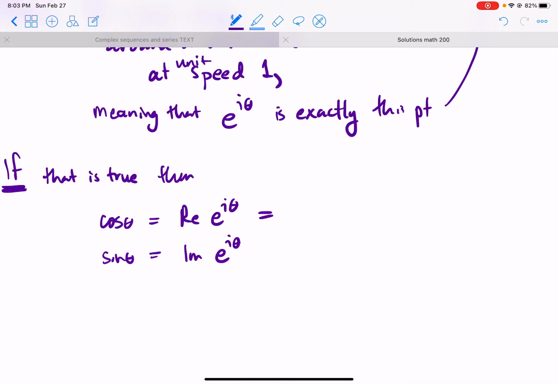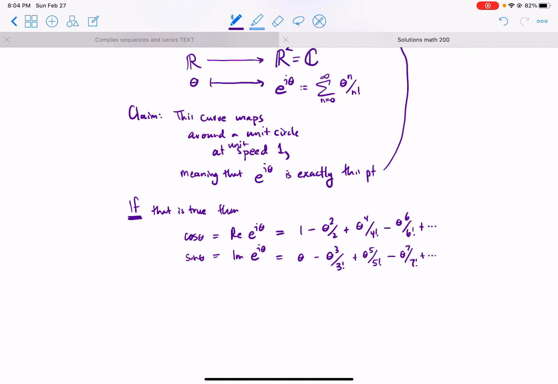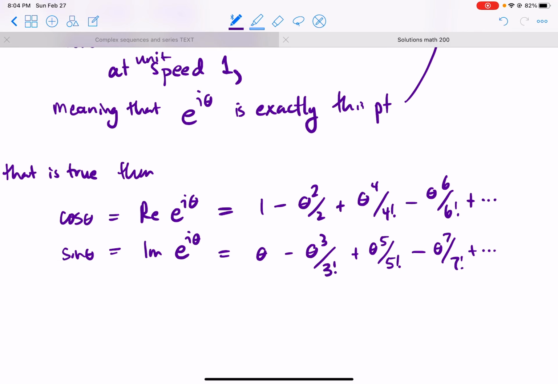It turns out that if we look at this series, what we'll get is that cosine of theta is 1 minus theta squared over 2 plus theta to the 4th over 4 factorial minus theta to the 6th over 6 factorial plus blah, blah, blah. Sine theta is theta minus theta to the 3rd over 3 factorial plus theta to the 5th over 5 factorial minus theta to the 7th over 7 factorial, blah, blah, blah. And that's just going to come from the formula for e to the i theta.